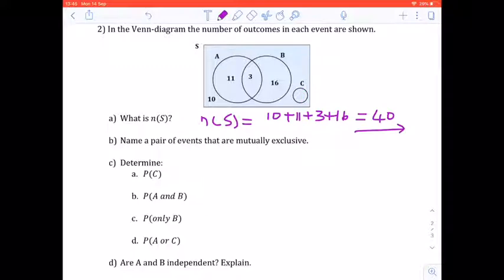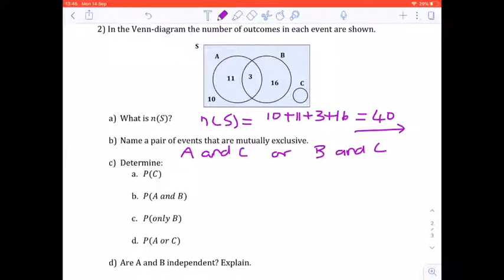So there's two options for this question. You only have to put one. So A and C are mutually exclusive, or B and C, because both of those two pairs of events, A and C and B and C, don't overlap. So therefore they are mutually exclusive. If this question asks you to prove it, then you would have to show using the formula for mutually exclusive or for inclusive, and show that it's not true. But this question is just asking you to name.